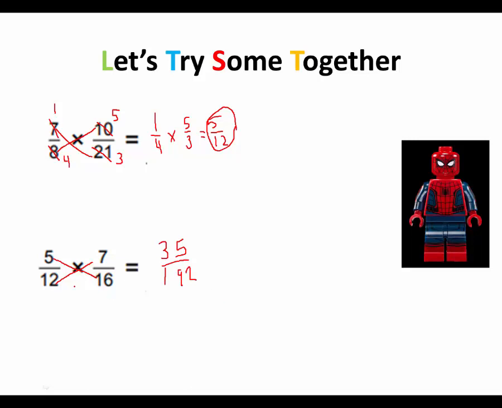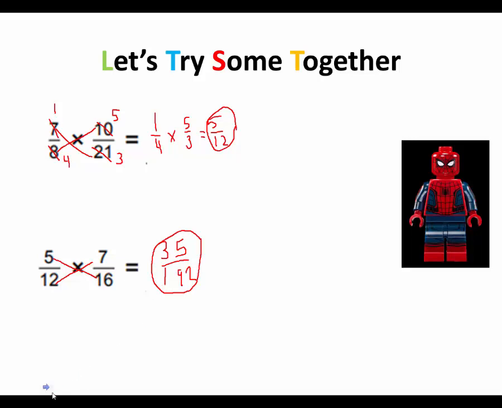Okay, so when you can't cross simplify and there's not a number that goes into both of those, you can guarantee that the fraction that you get as your answer is already going to be simplified down to its lowest terms. So in this case, we have 35 over 192. Again, 35 is an odd number and 192 is an even number, so it's already in its simplest form, because the only number that is going to be able to go into both of those that's the same is 1.